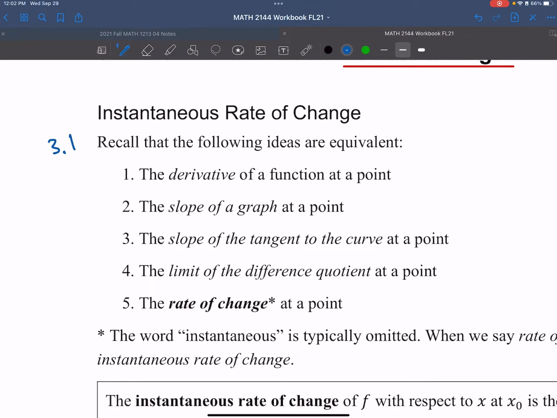So again, this is something we looked back at in section 3.1. Recall the following ideas are all equivalent. That is to say, the derivative of a function at a point is the same as the slope of the graph at a point, which is the same as the slope of the tangent line to the curve at a point, which is the same as the limit of the difference quotient as h approaches 0 at a point. And again, right here in this lesson, we're going to focus more on the rate of change.